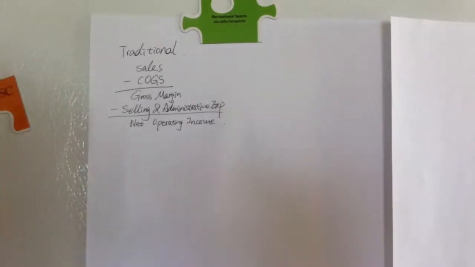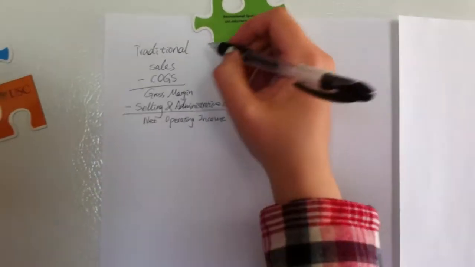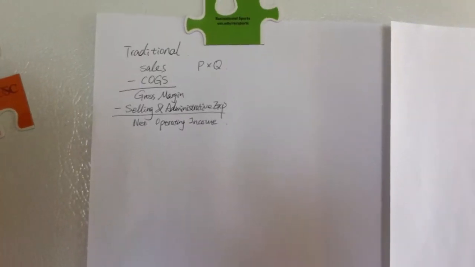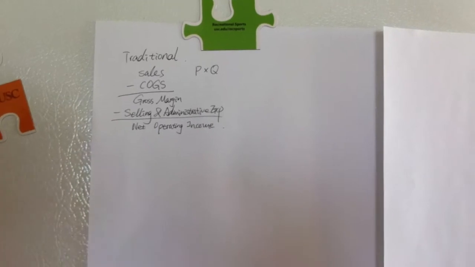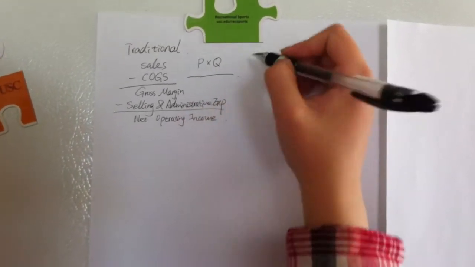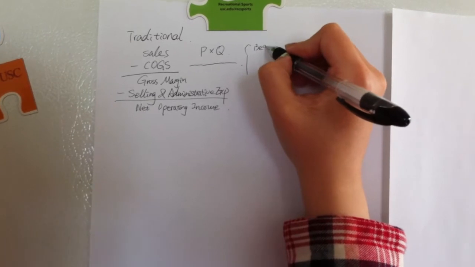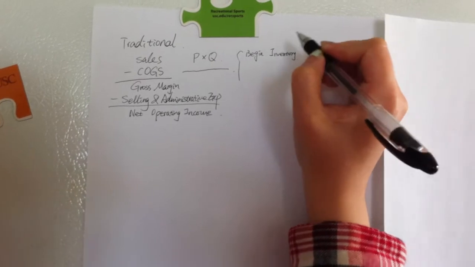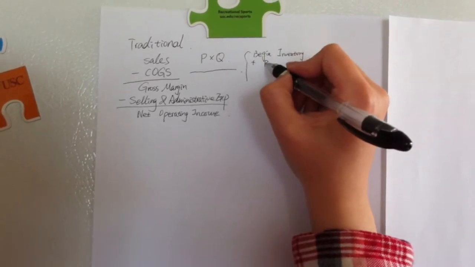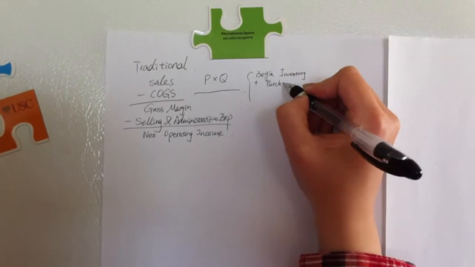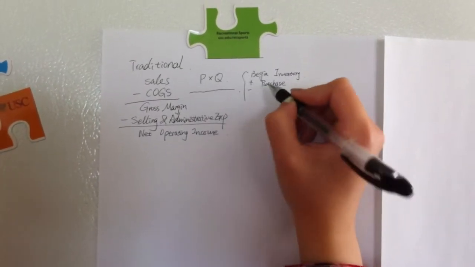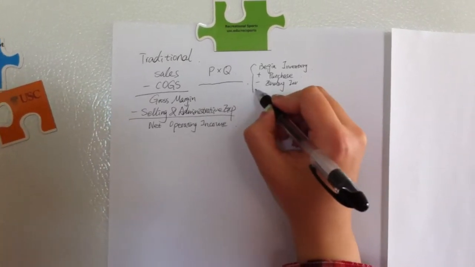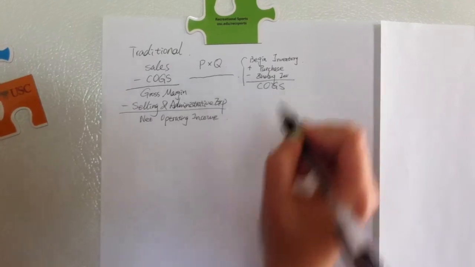So sales is basically the revenue you made. It equals the price of the good times the quantity of goods sold. Cost of goods sold, however, can be broken into several parts. The first part is beginning inventory, plus purchase of goods, minus ending inventory, gives you cost of goods sold.